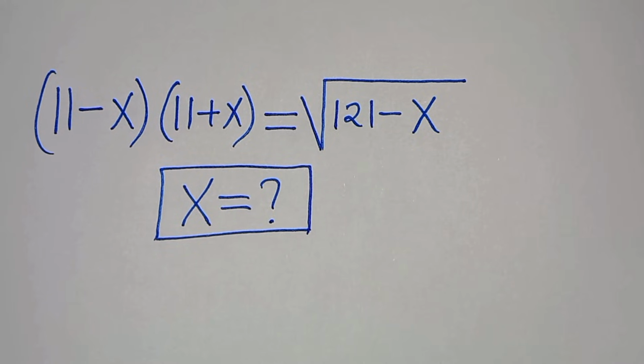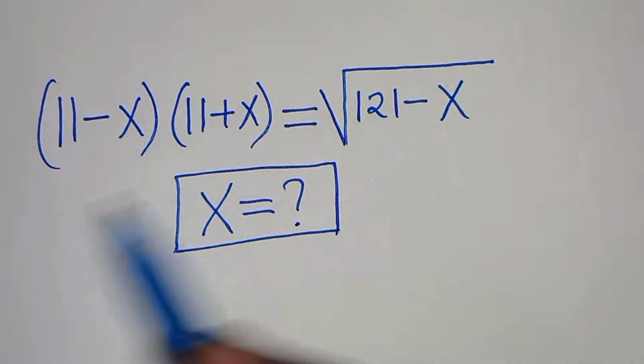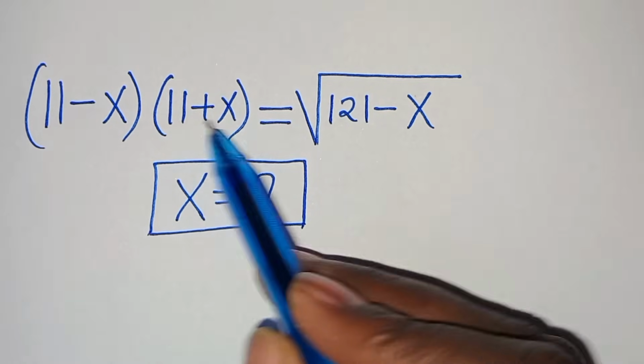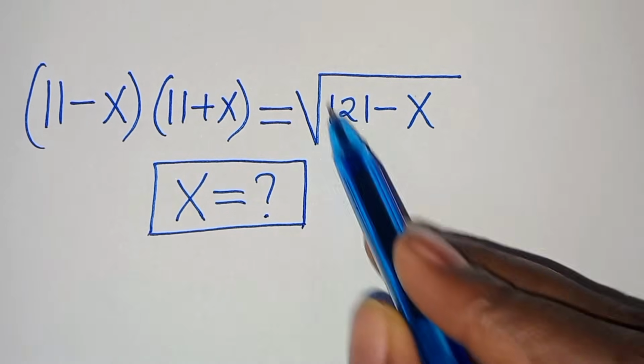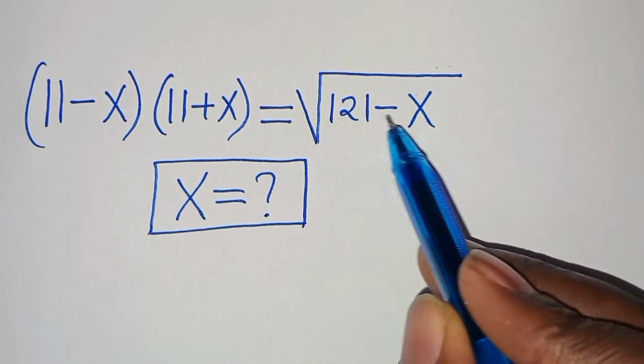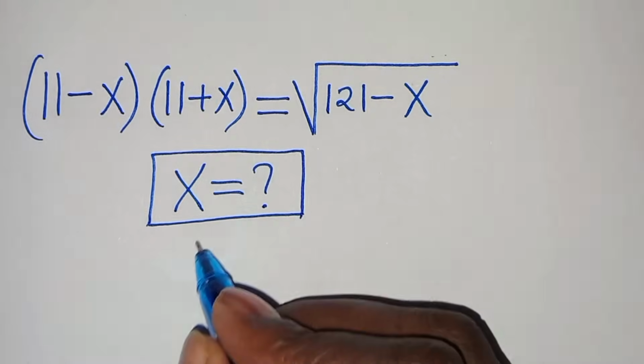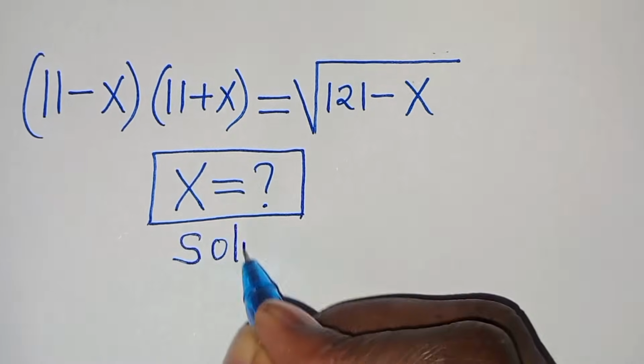Hello everyone, you're welcome to solve this nice algebra problem, which is (11 minus x) multiplied by (11 plus x). This is equal to the square root of 121 minus x. So what are the values of x? Let's provide a solution from here.